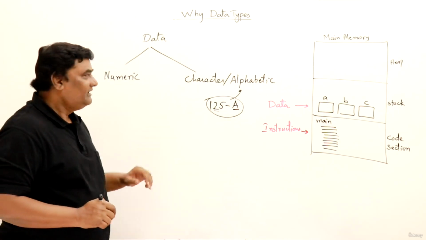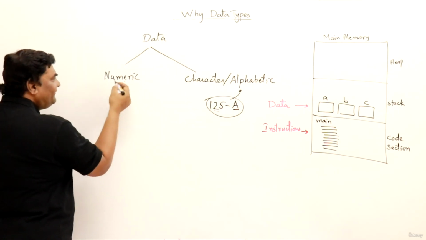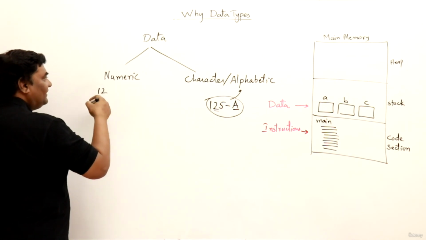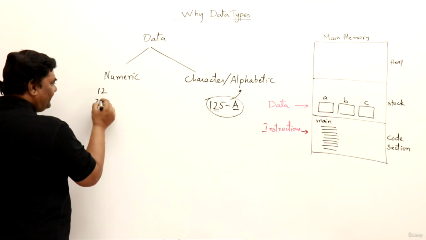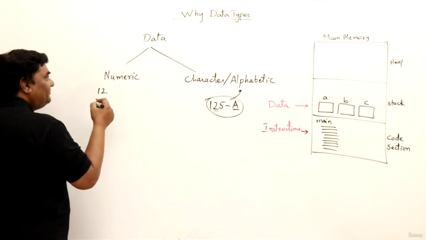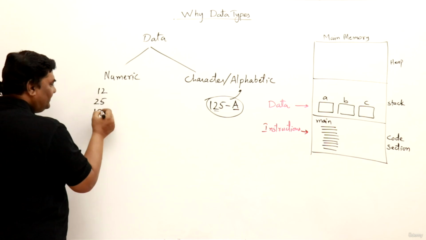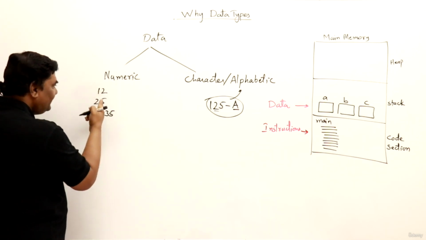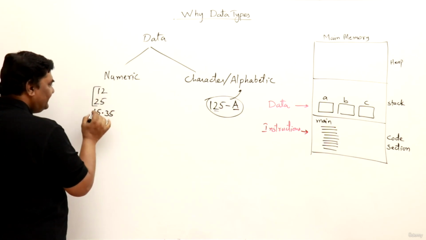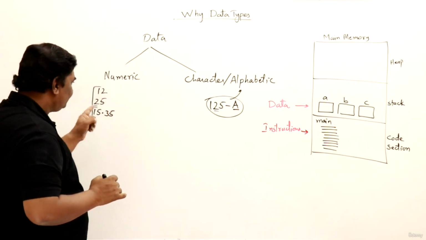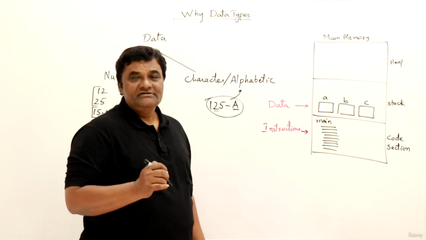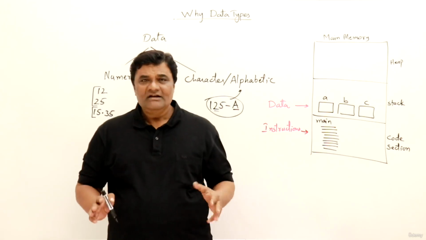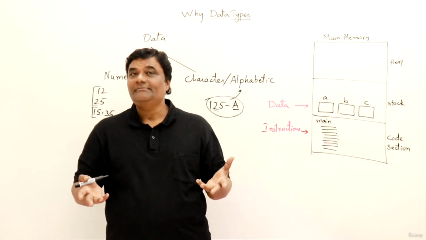So let us pick up numeric. If I have a number, that is the price of some item, let us say it is $12, or the roll number of a student, that is 25, or the bill amount is $15.35. If you observe, this one does not have a decimal and this one has a decimal. So with this I can say that in daily life we use two types of numbers, one with a decimal and one without a decimal. We don't usually differentiate them. We say it's a number only.